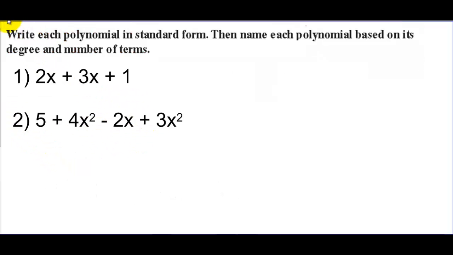Okay, so here are your 2 checkpoint problems asking you to do the same thing. Write the polynomial in standard form. Once you've combined all those like terms, you can name it based on its degree and on its number of terms.